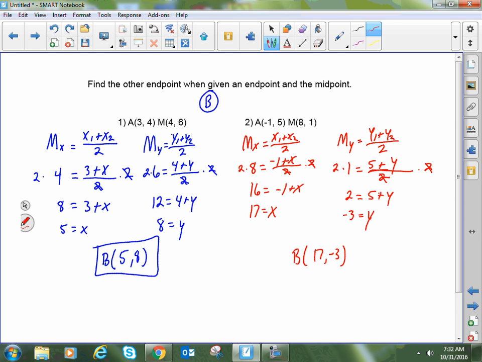And that's essentially what you'll be asked to know how to do with the midpoint formula. Can you identify a midpoint if you are given 2 endpoints? And if you're given the midpoint and 1 endpoint, can you find the second endpoint?